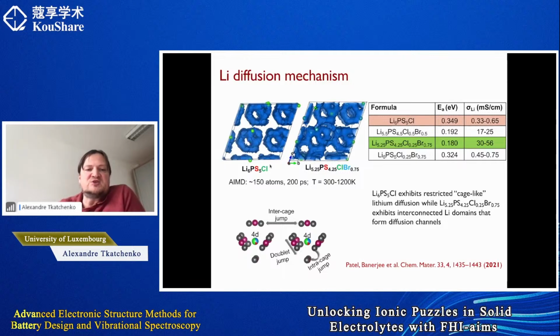And what she has found in particular is that in this chlorine argyrodite, you have cage-like lithium diffusion. You see here these concentrated cages, while in mixed anionic material, which has the largest lithium conduction, you actually form interconnected domains that form diffusion channels, and that explains why the lithium conductivity is so high in this mixed anionic material. So there is a wide range of possible lithium jumps between the different parts of the framework.